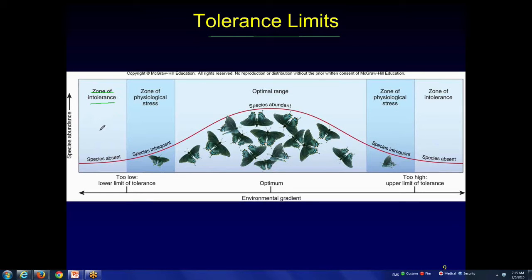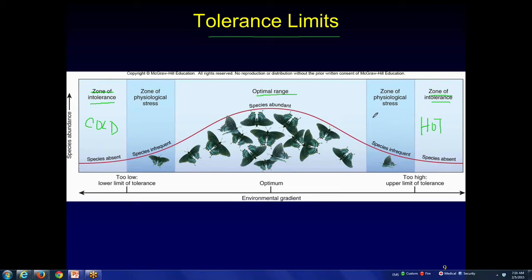And that might be because of a lack of something, like maybe there's just not enough warmth. So this would be, say, way too cold maybe. Okay? And then over here we have another zone of intolerance where maybe it's just too hot, where they just can't live there. Then in between the zone of intolerance and the optimal range, which is the perfect ideal temperature, you have the zone of physiological stress.